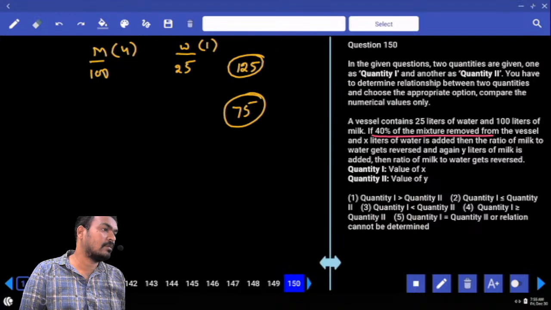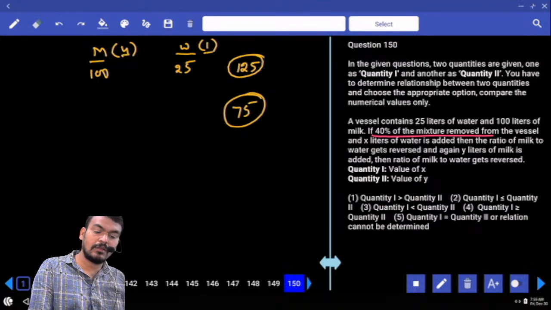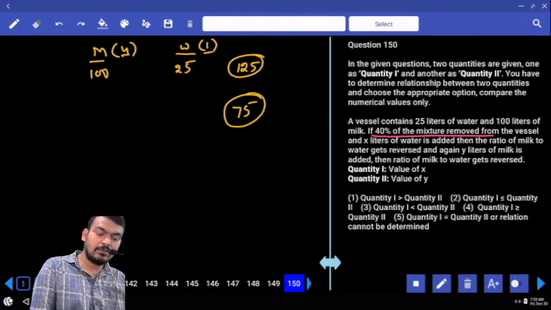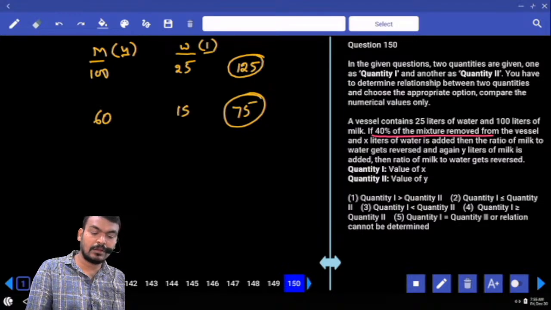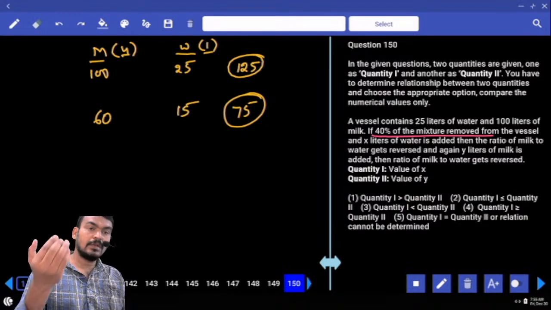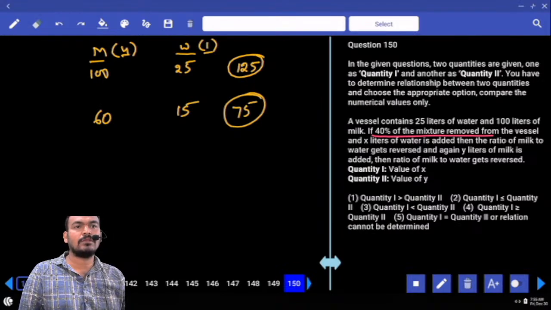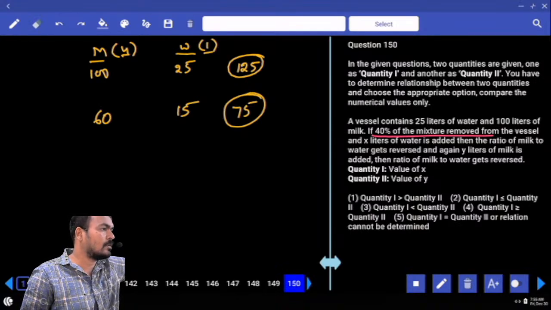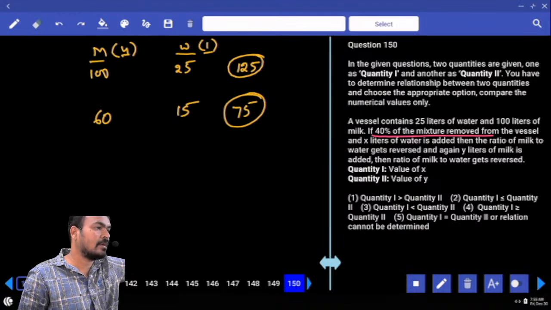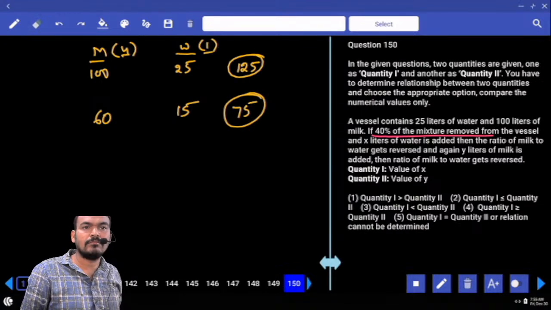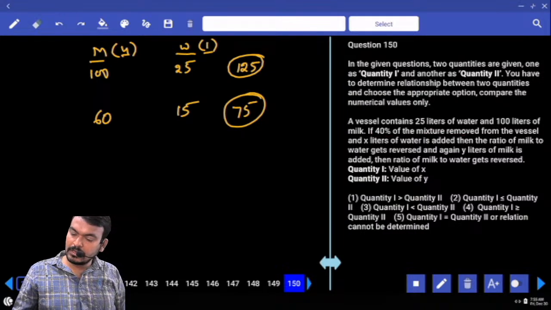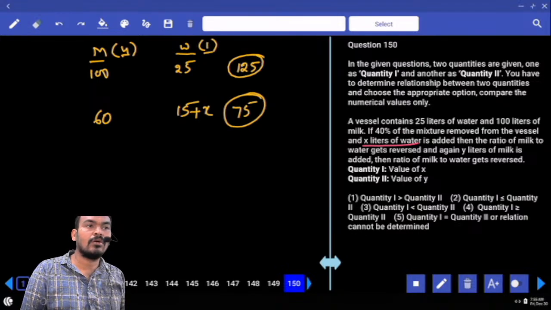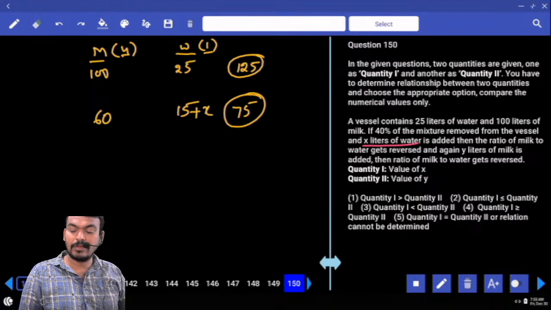Remaining quantity is 75. In that 75, milk and water are in the ratio 4:1, total 5 parts. 5 parts is 75, so 4 parts are 60 and 1 part is 15. Or, when 40% of the mixture is removed, individual quantities also have 40% removed. 40% of 100 is 40, 100 minus 40 is 60. 40% of 25 is 10, 25 minus 10 is 15. Again, x liters of water is added, so plus x. Then milk is 60, water is 15 plus x.